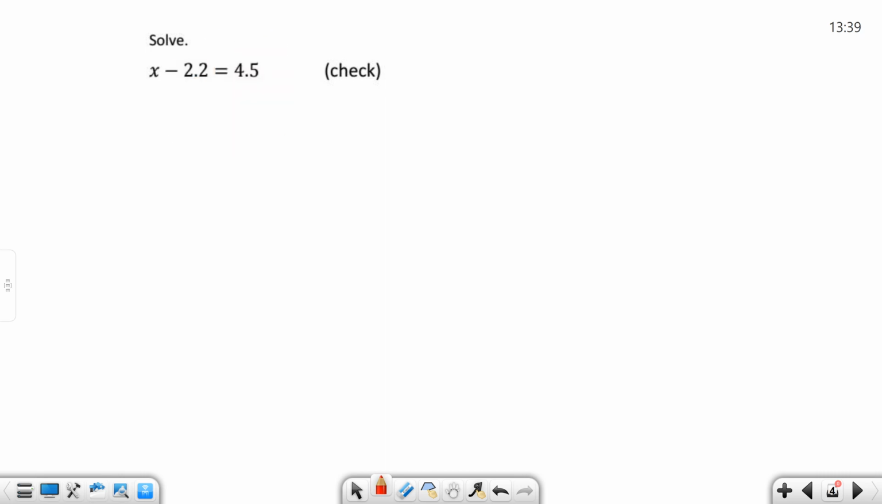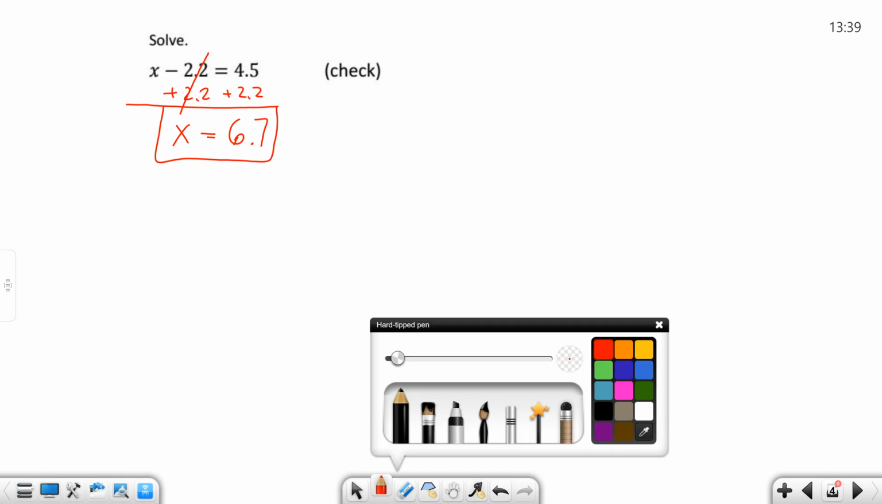Okay? So I'm just going to simply add 2.2 to both sides. And when you add or subtract decimals, you've got to line the decimal up. That cancels. x equals. Line the decimal up. Okay, that's got to be lined up. So now you can just do your regular addition rules. 5 plus 2 is 7. Keep the decimal in line when you're adding and subtracting. 4 plus 2 is 6. There was nothing to carry over, no 1, nothing like that. So x equals 6.7 there.